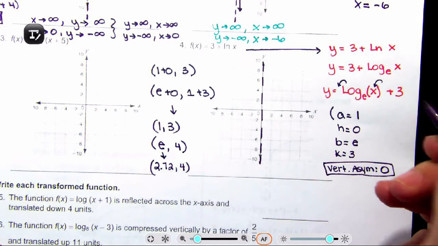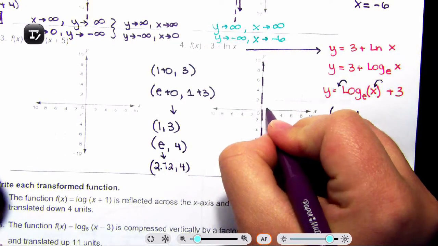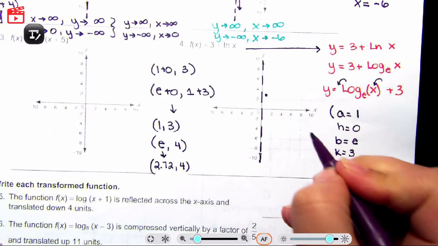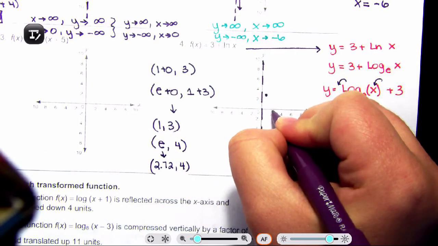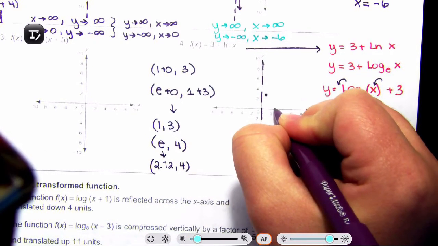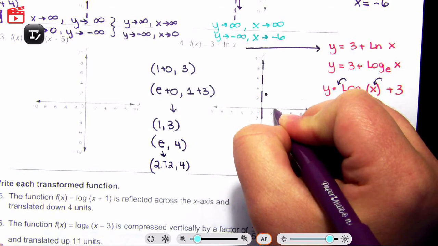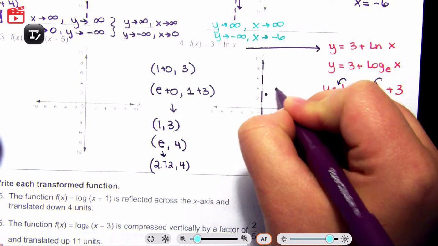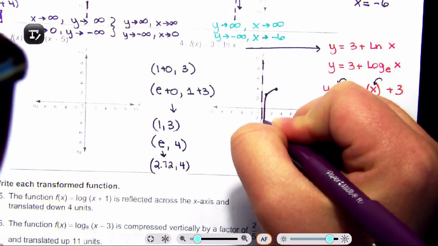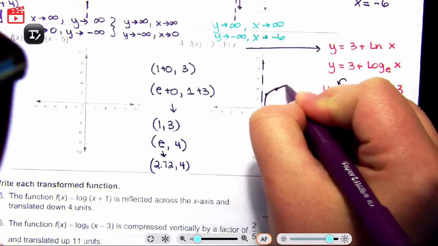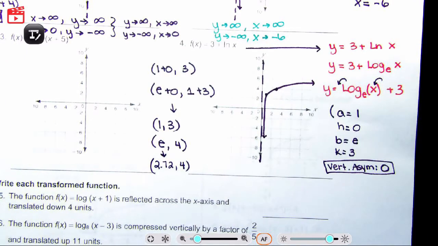Then we have first point is 1, comma 3, which is about here-ish. Second point we have is about 2.72. So 2.72 is about here-ish, almost at 3, not really, and then 4, which is here. And we're going to do a curve downward towards our asymptote and a curve outward for the other side.